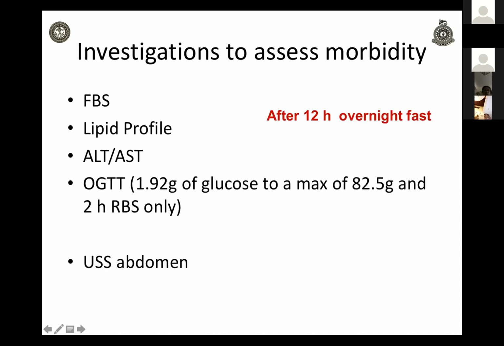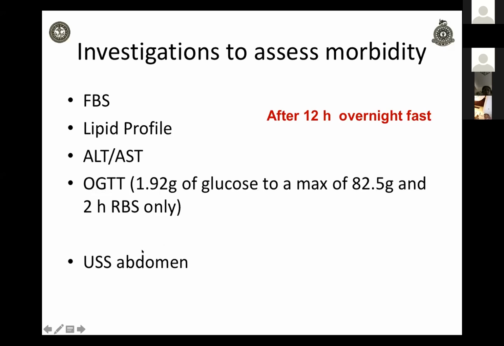So as an initial step, when we diagnose a child with overweight or obesity, we could do some simple basic investigations, where after a 12-hour overnight fast, we could do a fasting blood sugar, lipid profile, ALT, AST, and then we tend to do a glucose tolerance test. Of course, we have to give 1.92 g per kg. This is actually 1.75 for anhydrous, but this is monohydrous, which is available in the market. Monohydrous glucose to a maximum of 82.5 g, and only the 2-hour RBS value is sufficient.